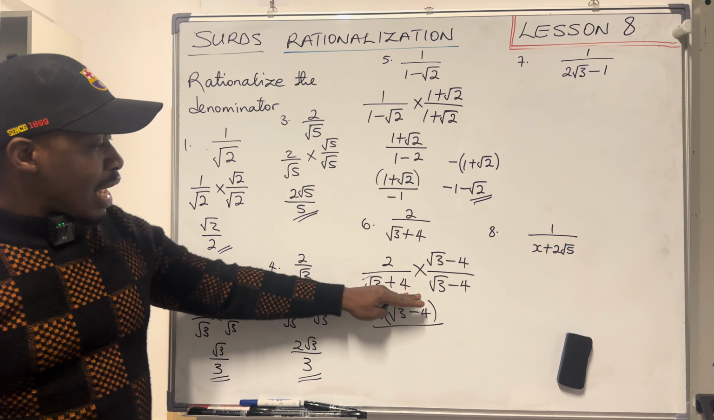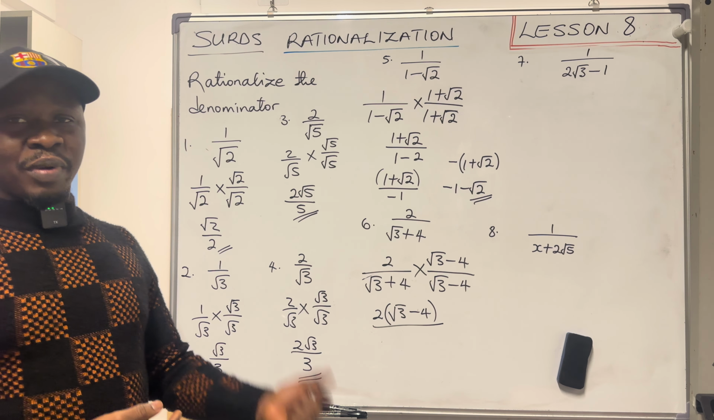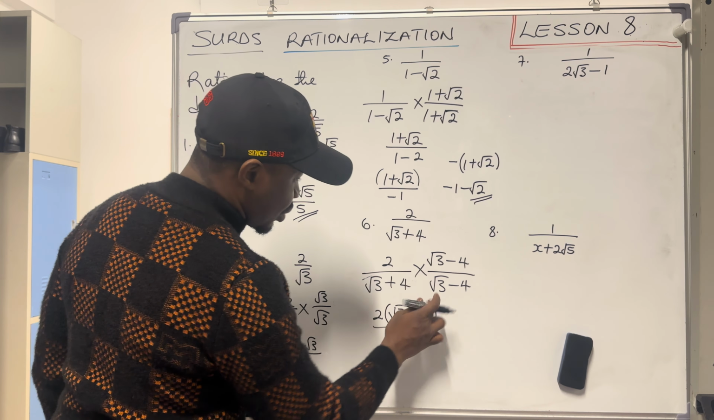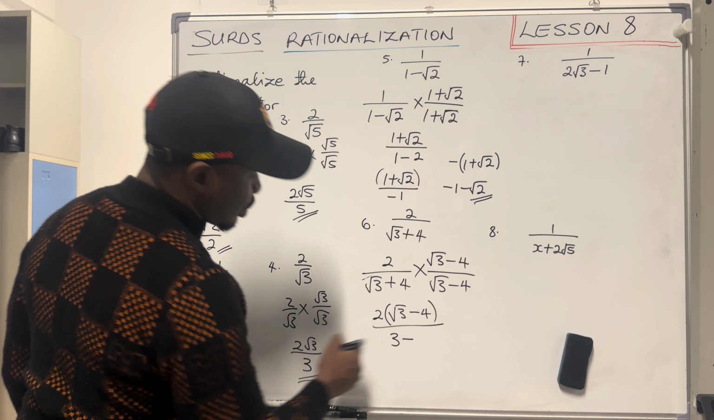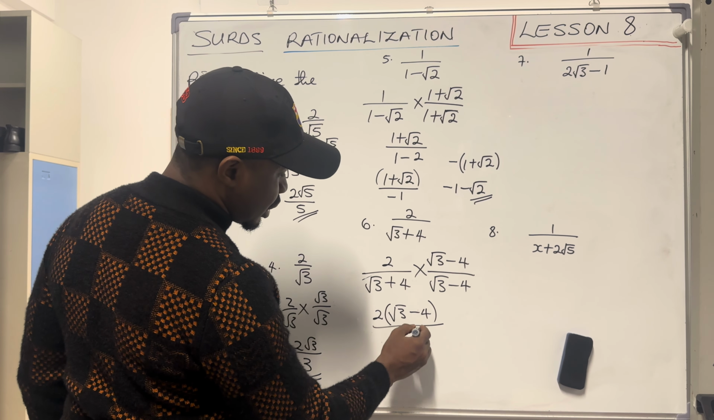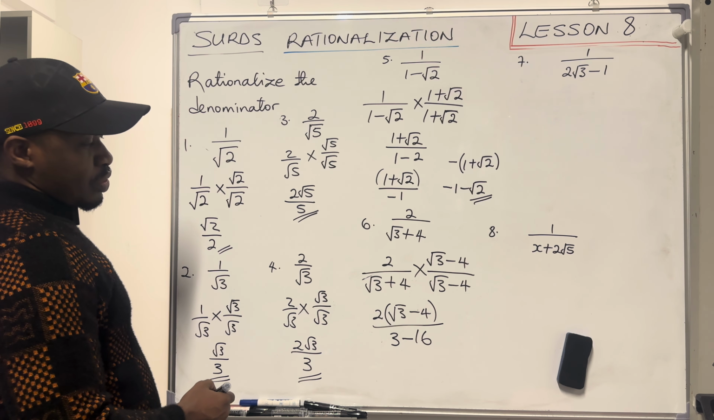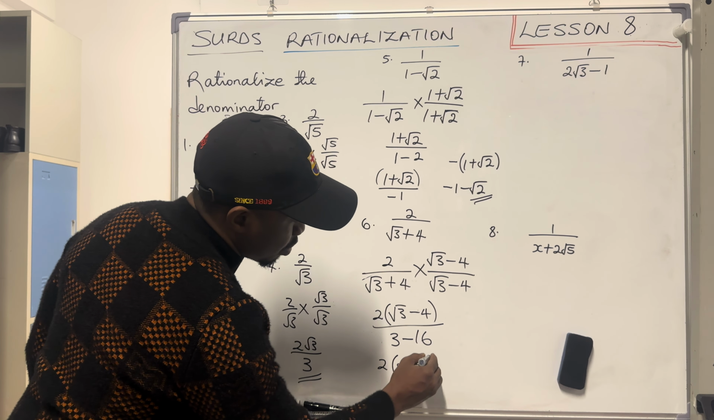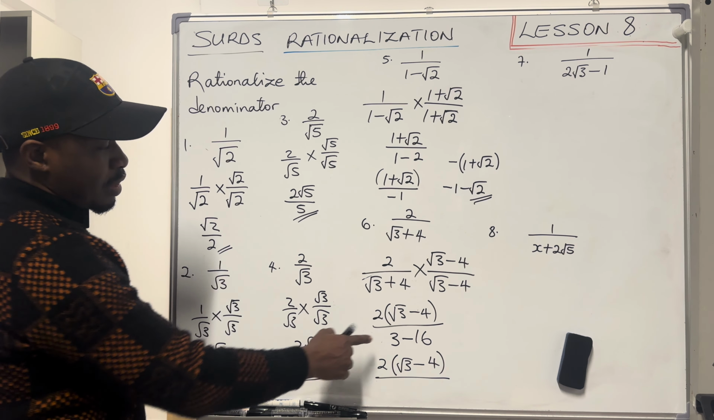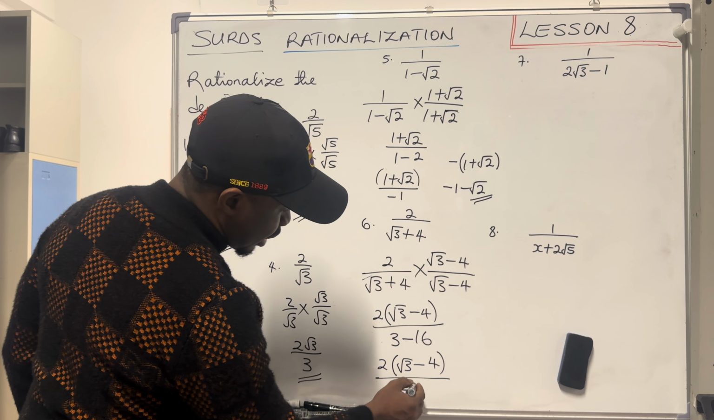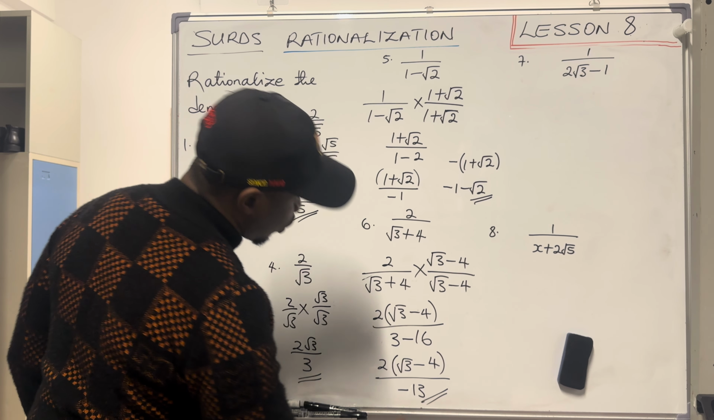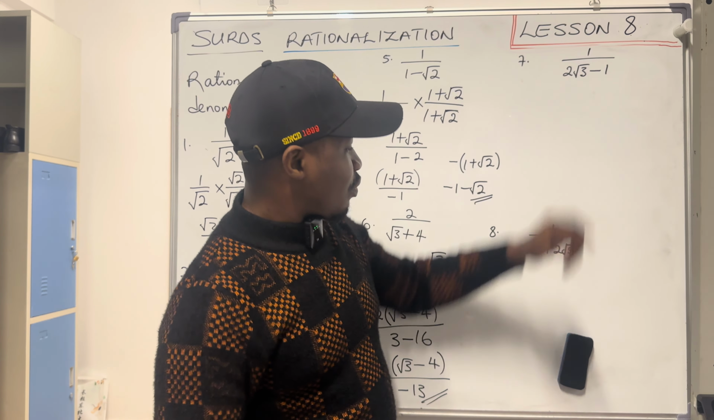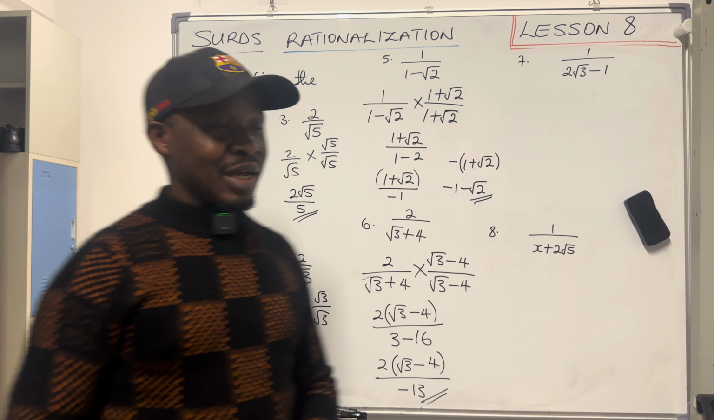Now, this and this, they are conjugate to each other. Multiplying them is just a one-line step. So root 3 times root 3 is 3. We say minus. 4 times 4 is 16. So at the top, we have 2 into root 3 minus 4 over 3 minus 16 is minus 13. This is also correct because I don't want to go through more steps. You will try this one for me so that we can do this one together.